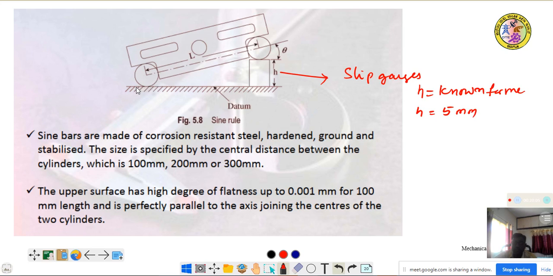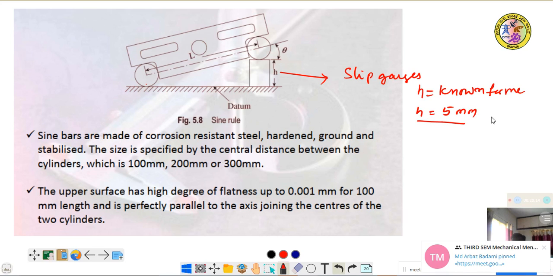One cylinder is placed on the surface gauge and another cylinder is placed on the slip gauge, which is known for me. That height is how much? 5 millimeters. Okay. So now the distance L is also known, H is also known. Now I want to find out this angle theta. This angle theta. So this is the angle we are going to obtain. That is the angle theta.